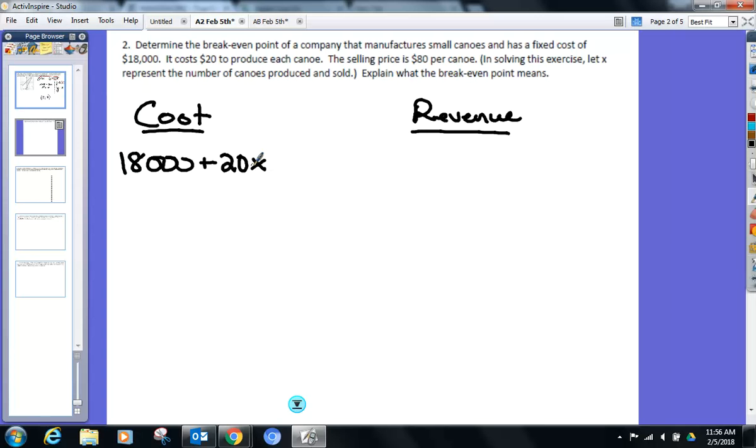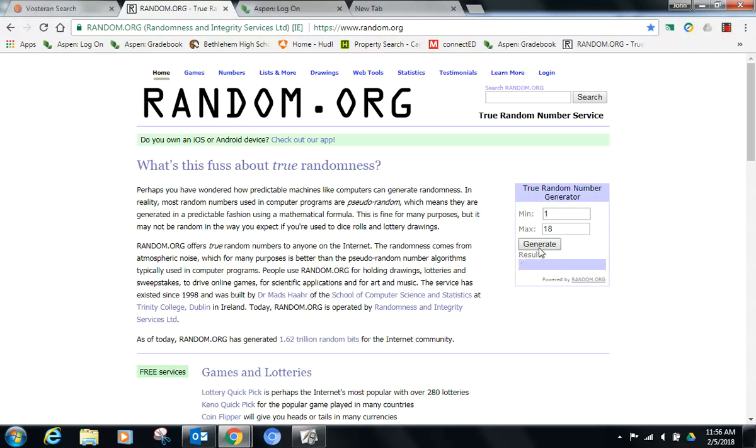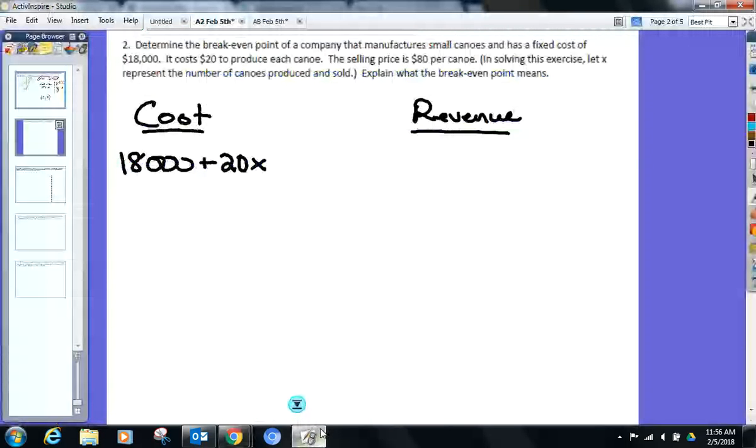Revenue, money they bring in. How much are they charging a canoe? 80. So I can write 80 times however many canoes they sell. That's what money they're bringing in.